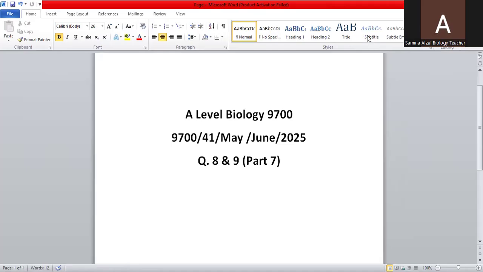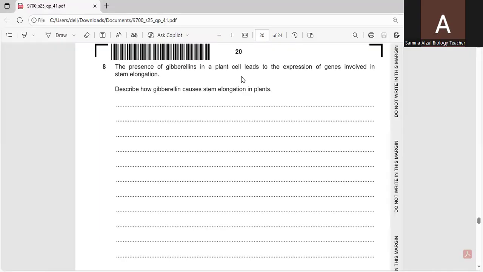A-Level Biology 9700, Paper 4, Variant 1, May/June 2025. In this video, we will discuss question number 8 and 9. Question number 8 is: the presence of gibberellins in a plant cell leads to the expression of genes involved in stem elongation. Describe how gibberellin causes stem elongation in plants.